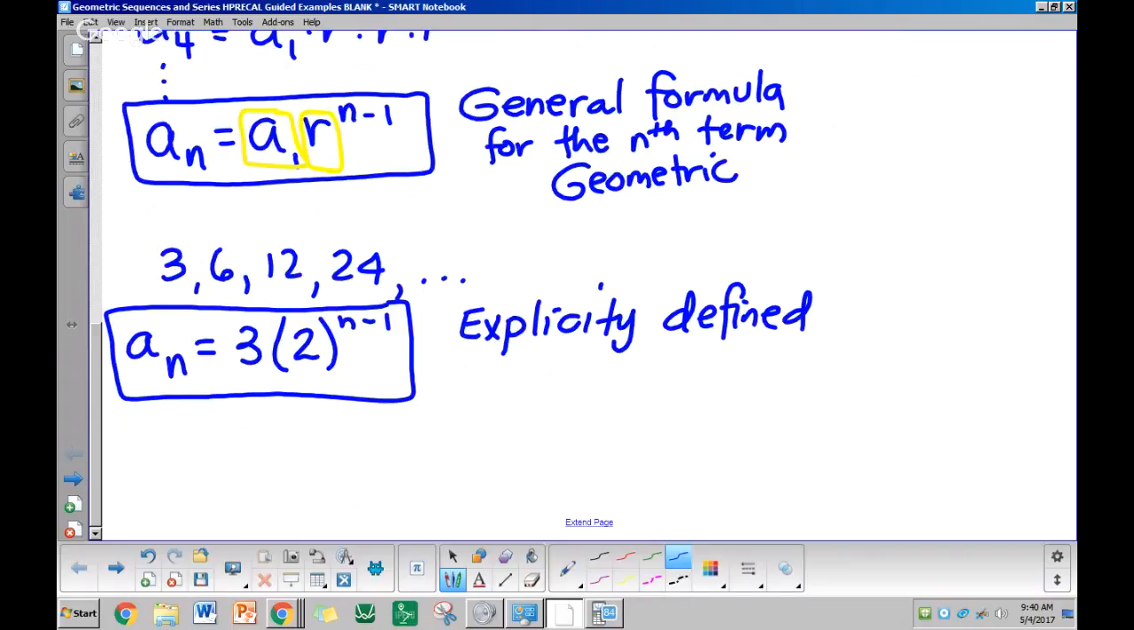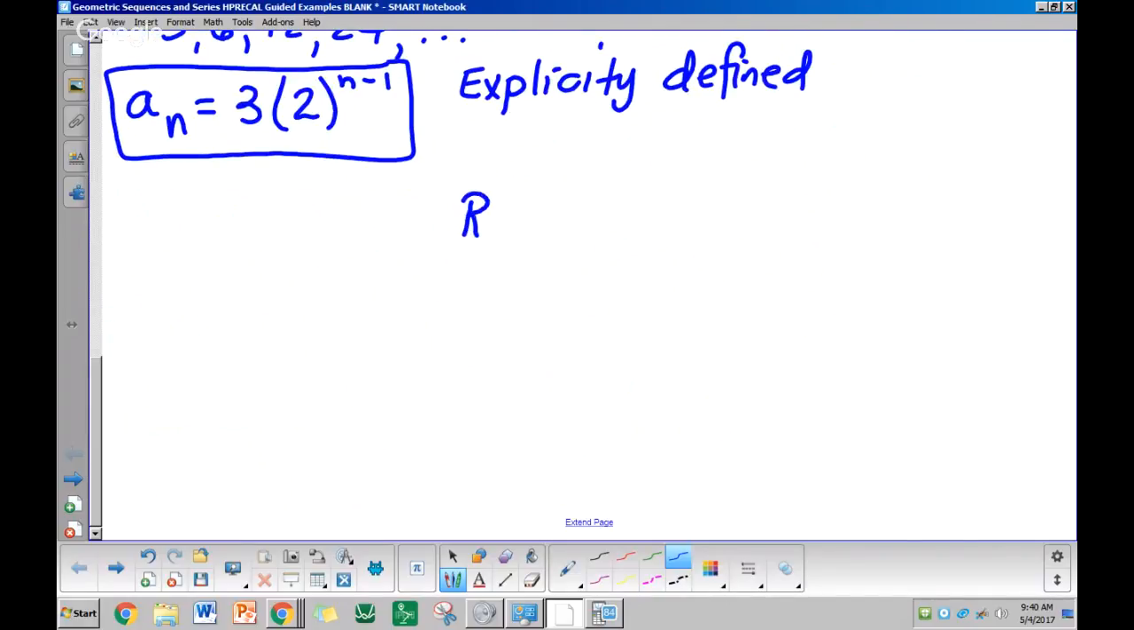Well, you can also define this recursively. What do I mean by recursive? So would it be the number before it times r? Yes. So the recursive definition, that's a u, I can't spell, but you all know that.